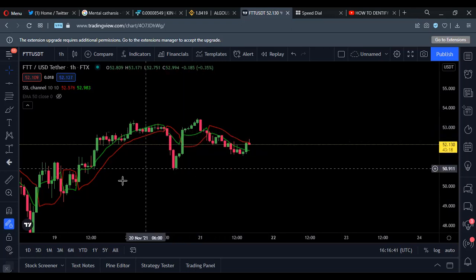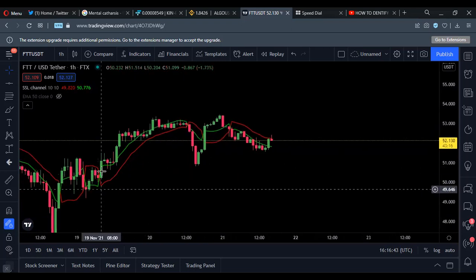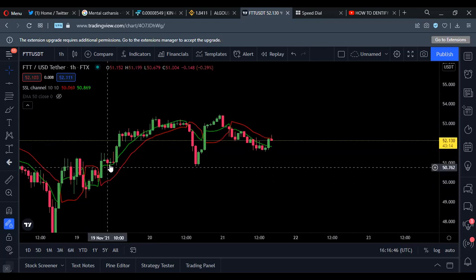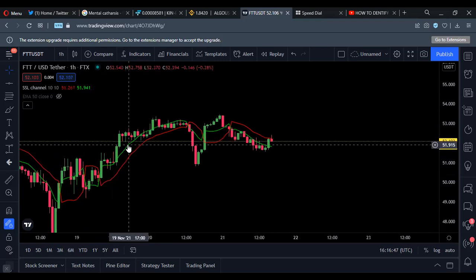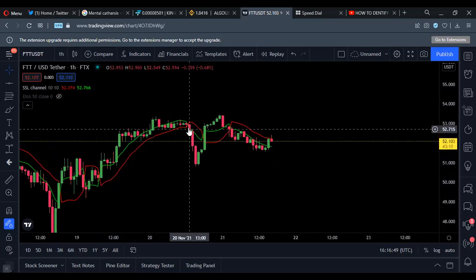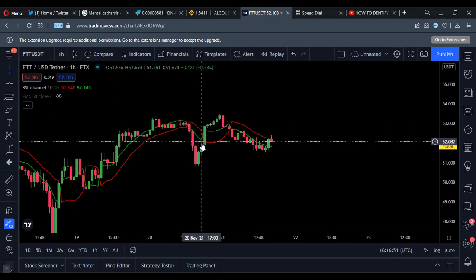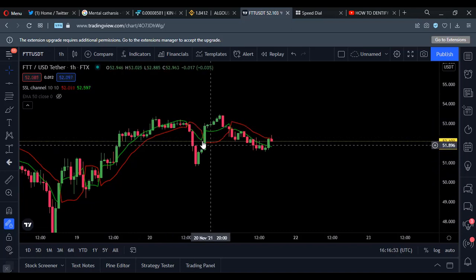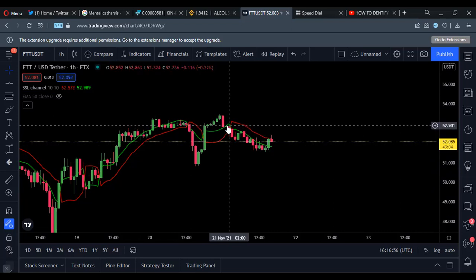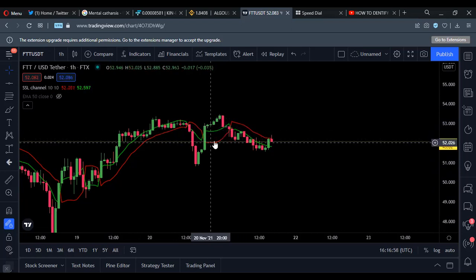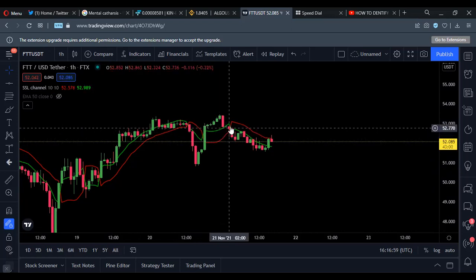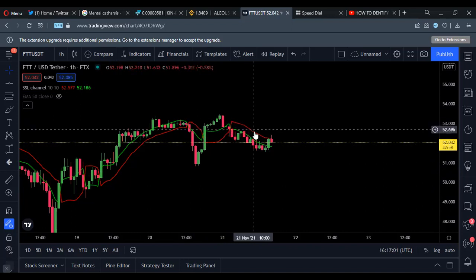You can see that here. At this point, the green went above the red. We had an uptrend. Then at this point, the red went above the green. We had a downtrend. Then everything flipped here. The green went above the red, and we had an uptrend. And at this point, the red has actually gone above the green. So we have a downtrend. You can see the candle.